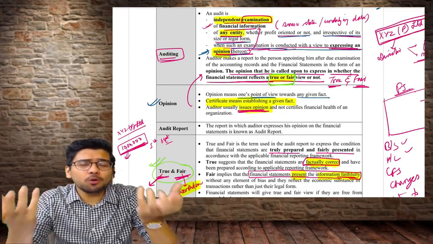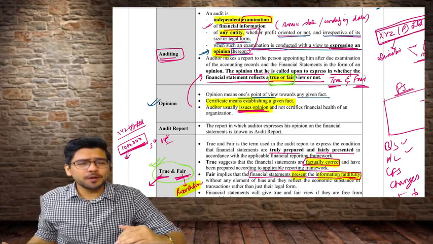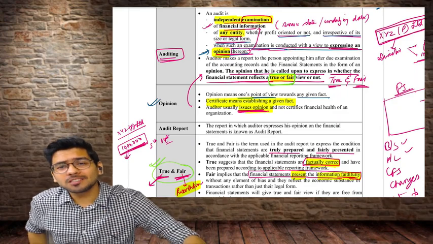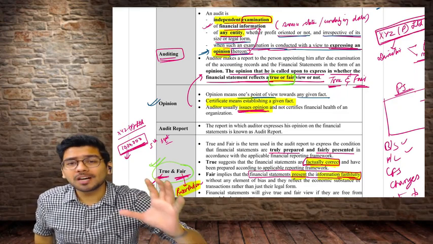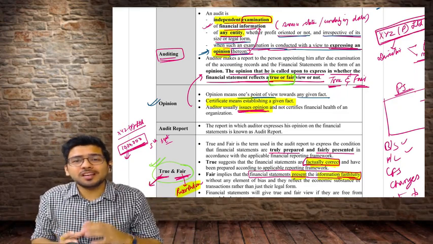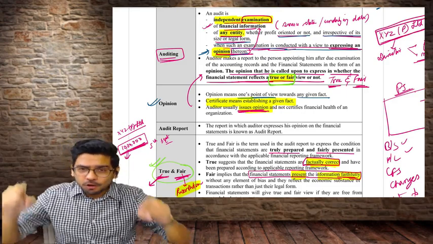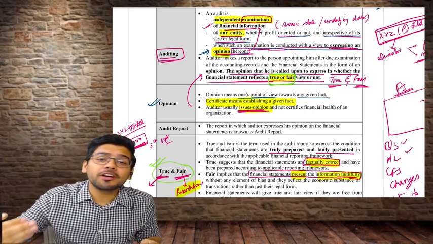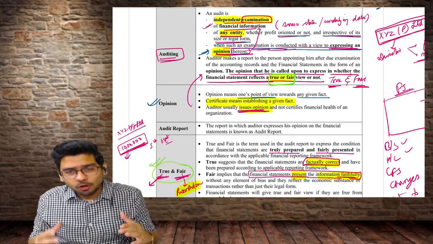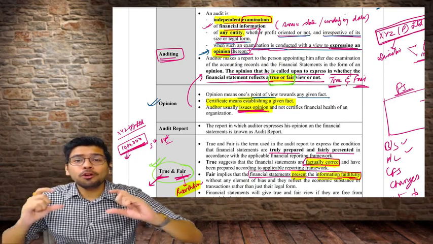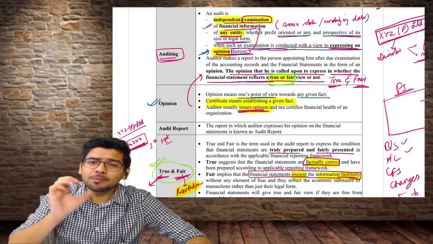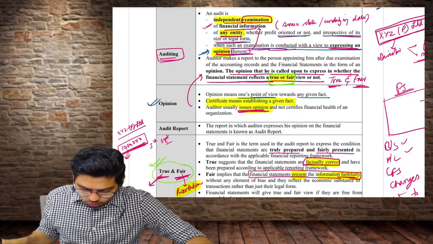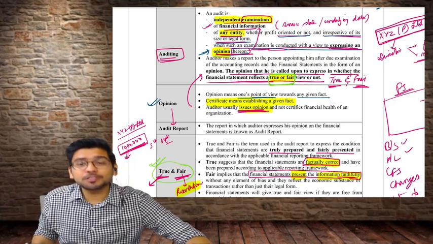where do I need to give the opinion? Will I tell the management verbally that your financial statements are giving true and fair view? No, the answer is no. I need to basically jot down my opinion in a document which we call the audit report. Okay, so as an auditor, when I'm done with the auditing, I'm going to issue an audit report wherein I'll be mentioning my opinion.